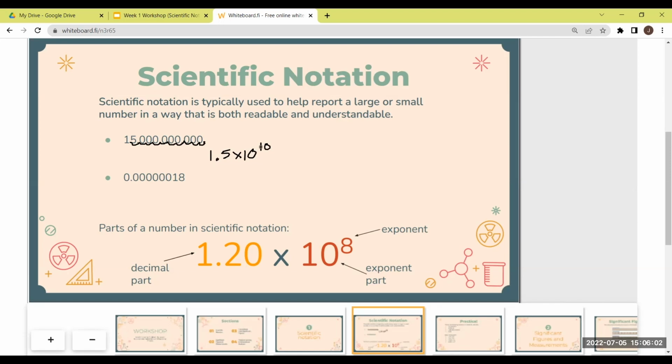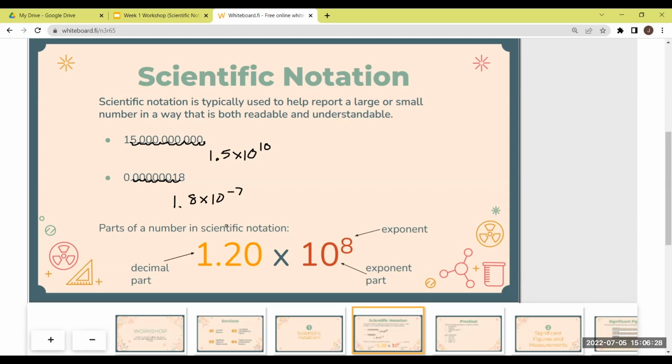Here we have a smaller number, 0.000000018. We can represent this in scientific notation by moving the decimal 1, 2, 3, 4, 5, 6, 7. So we can represent this number as 1.8 times 10 to the negative 7.